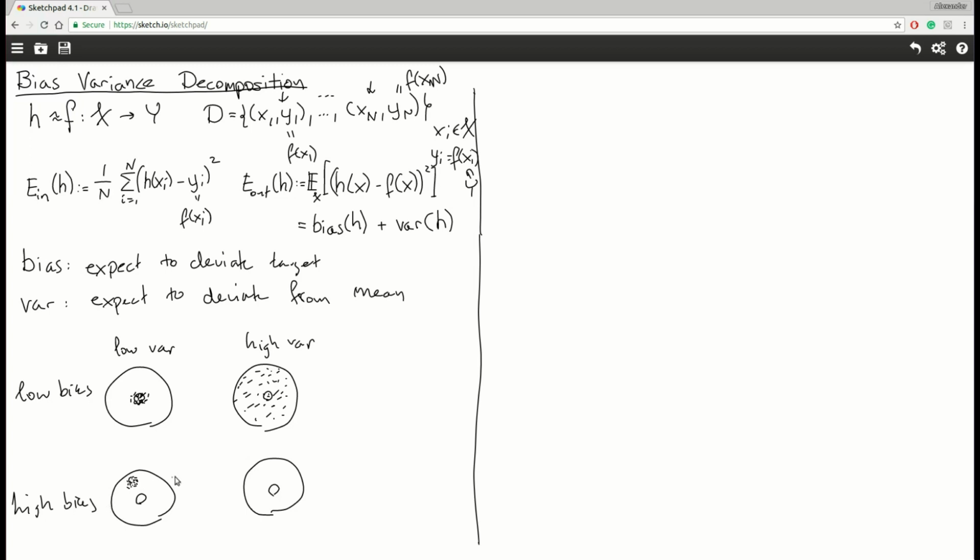Now, if I have high bias and high variance, I could expect to see something like this. I would expect all of them to deviate a lot from the target, which is in here. My target is the bullseye. But I would also expect them to deviate a lot from the mean. So this is a nice visualization of how bias and variance are different types of things you don't want in your hypothesis.